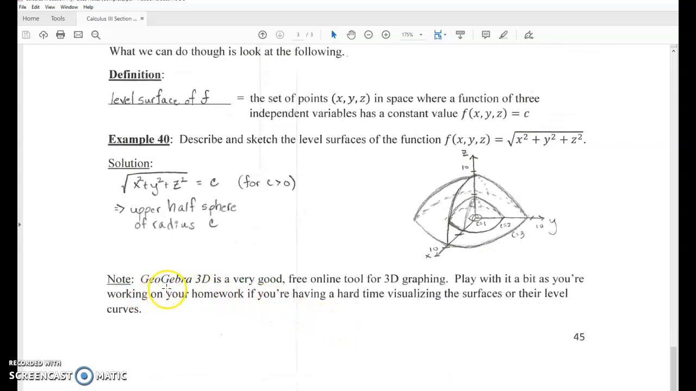And I've shown you some things in class, but just remember that GeoGebra 3D is a very good free online tool for 3D graphing. So go ahead and play with it a bit as you're working on your homework if you're having a hard time visualizing the surfaces or their level curves.